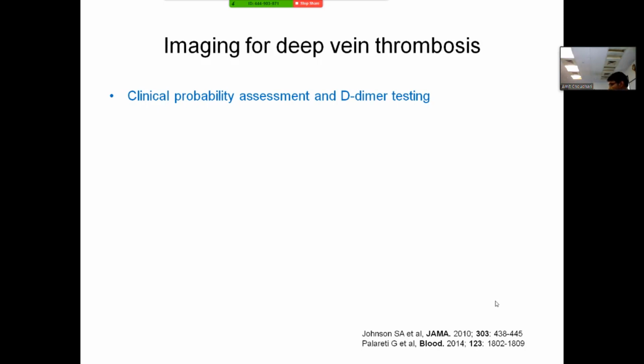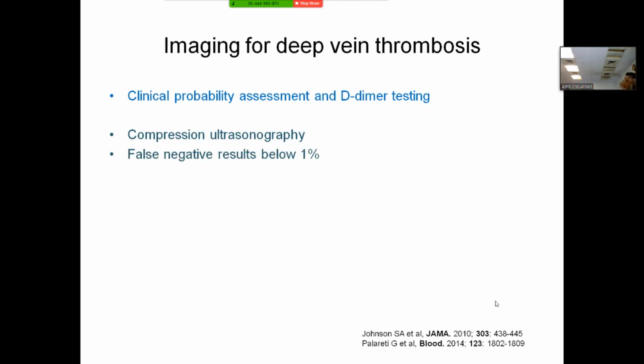What we do in imaging is compression ultrasonography, which everyone is doing day in and day out. And compression sonography has a false negative rate of below 1%. So if you are good at it, the chance that you will miss an embolus is less than 1%. Okay, out of 100 patients, in one patient you might miss the thrombus. So that is acceptable. Okay.